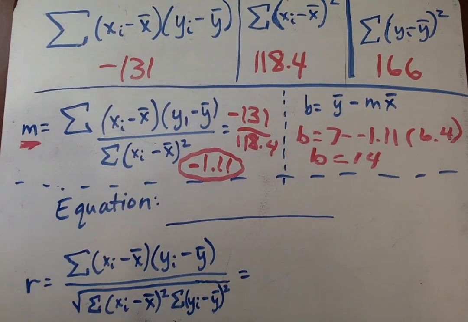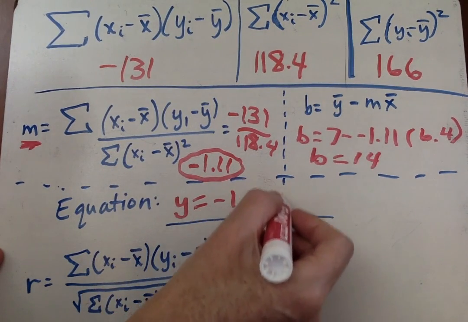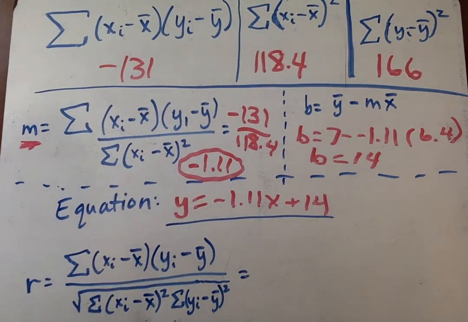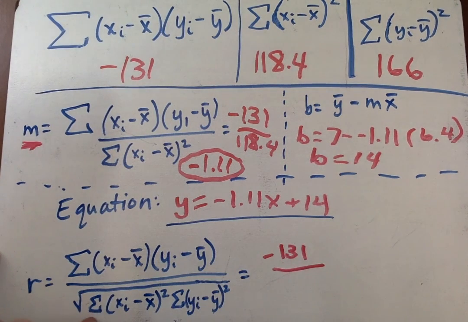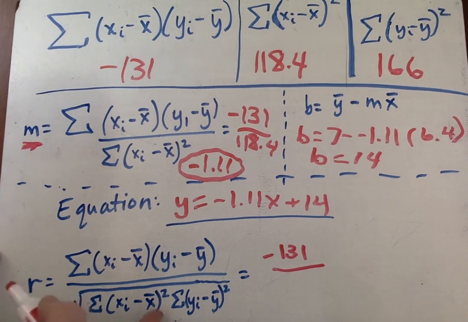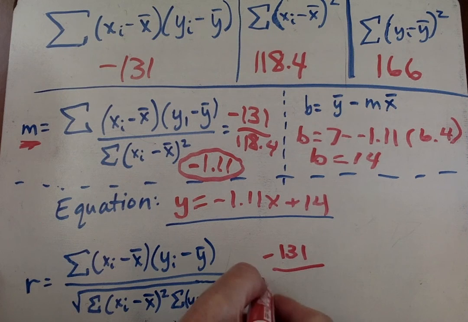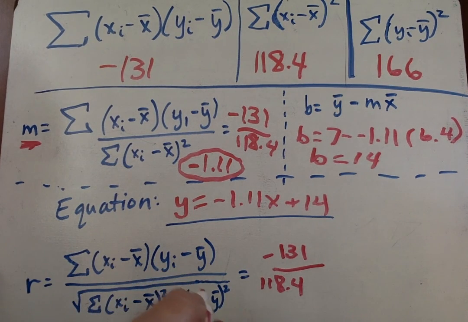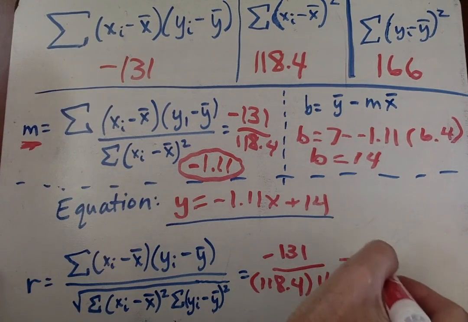So our equation, remember, is y equals mx plus b. So we get y equals negative 1.11x plus 14. And we're done with the equation. Next, we figure out what r is, and r is the correlation coefficient. How are each of the x and the y values correlated? And again, we're taking this number right here, which is negative 131. We divide it by the summation of our x values minus the mean squared times our y values minus the y's mean squared. So that's divided by 118.4 times 166. And when I do that, I get negative 0.93.